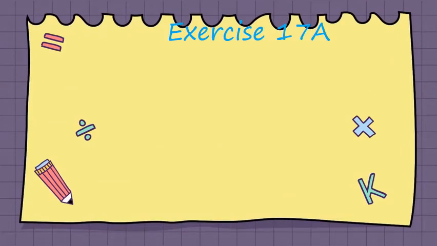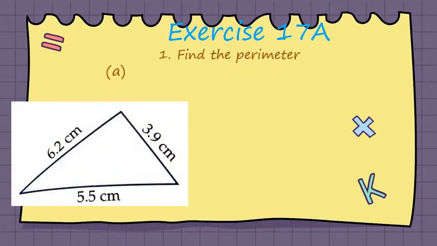So now children, let's do some of the sums from exercise 17A related to perimeter of a square and rectangle. So children, now in this figure you have to find out the perimeter. The figure is made up of 3 line segments and the length of each line segment is given. So how will we find out the perimeter? Well, perimeter is equal to the sum of the lengths of the 3 line segments, that is, the sum of all the sides.